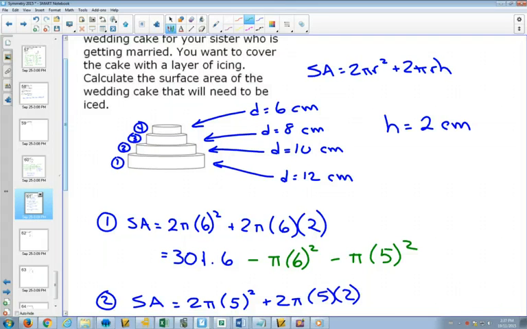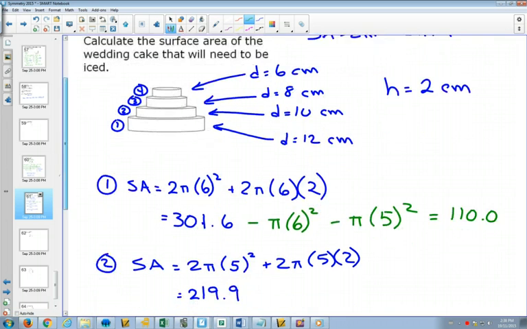So if we took 301.6 and we subtracted pi times 6 squared, and then we subtract pi times 5 squared, we get 109, well, rounded 109.9 and rounded up will be 110.0. That's our first piece. What's going to be missing on our second piece?